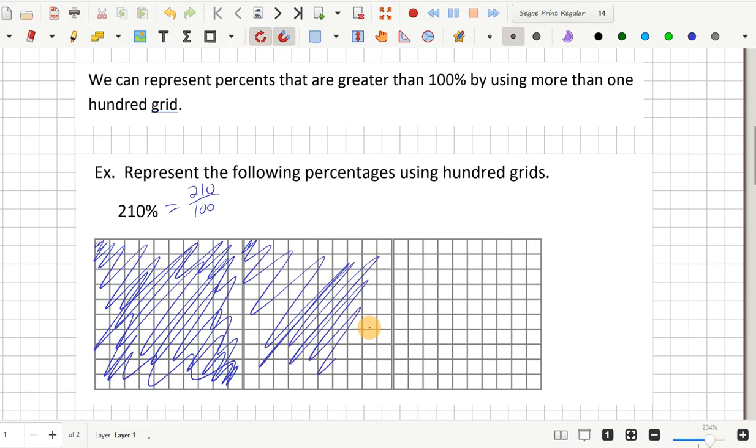I'm just going to do this kind of quickly. So there's 2 full grids. All of them are filled in. Just use your imagination. And then on top of that, I'm going to have to fill in 10 more. So I'm going to fill in an entire row, which will represent 10 more on the grid. So that's 210%.